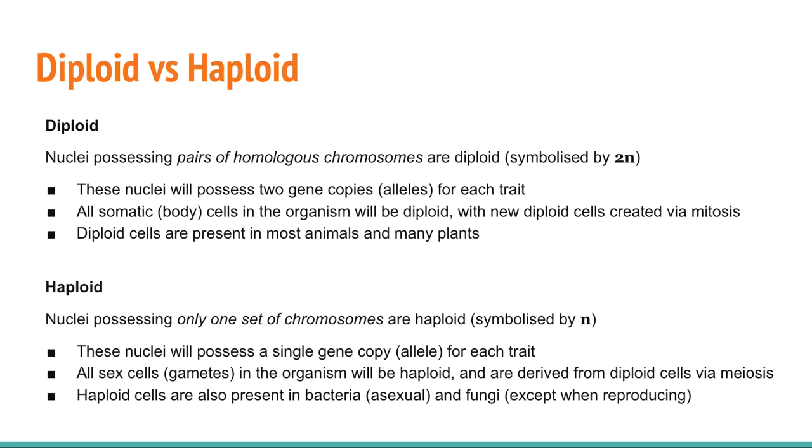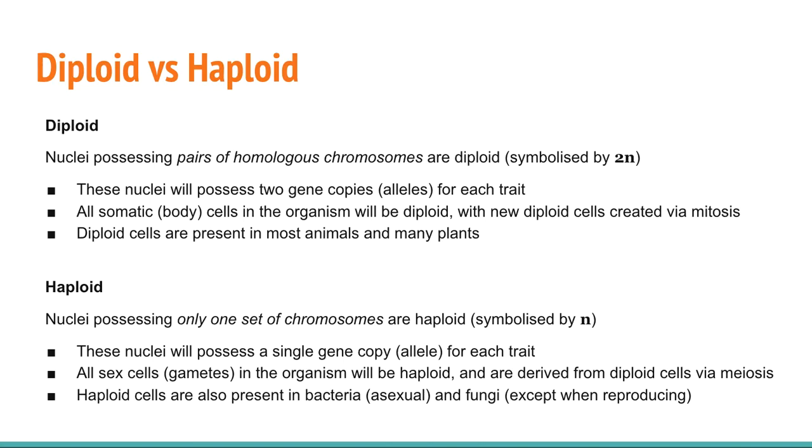Now the difference between diploid and haploid. So diploid nuclei possess pairs of homologous chromosomes that are diploid, and this is symbolized by 2N. So in a diploid nucleus, there are 46 chromosomes. These nuclei will possess two gene copies for each trait. All somatic or body cells in this organism will be diploid, and new diploid cells will be created by mitosis. And diploid cells are present in most animals and many plants.